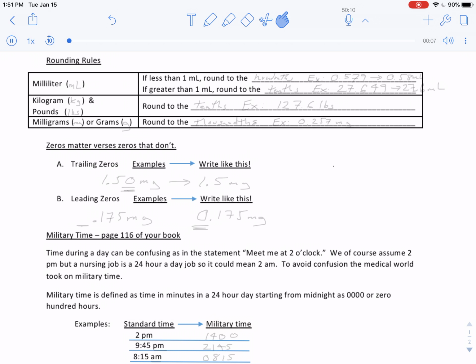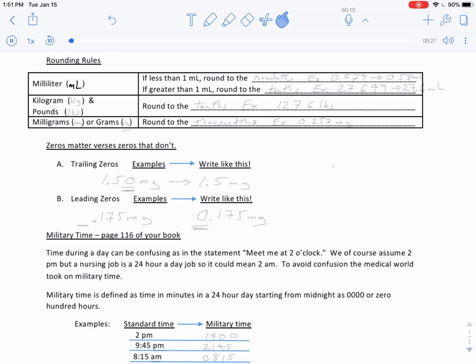So this first thing is rounding rules, and the first thing we need to know is milliliters. Milliliters is probably the most important one we have in nursing, right? Many medications are done in nursing, so here we go. So milliliters, abbreviated mL, capital L, lowercase m.